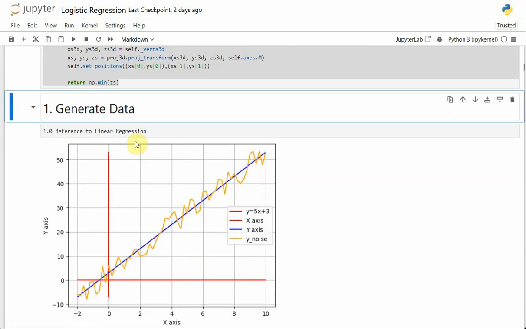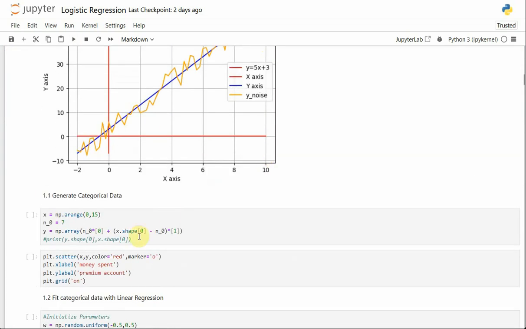In the previous video I explained linear regression, and in the case of linear regression we used continuous numerical data to approximate with the linear equation. Unlike linear regression, logistic regression deals with categorical data, which means data taking discrete values. In this particular case, we will consider a categorical variable with two different values, 0 and 1.